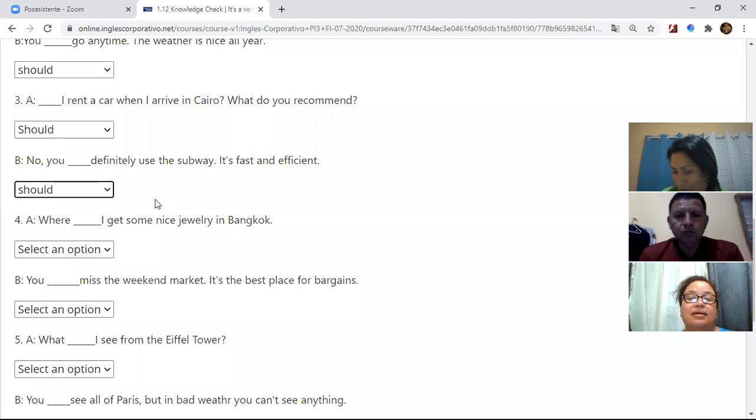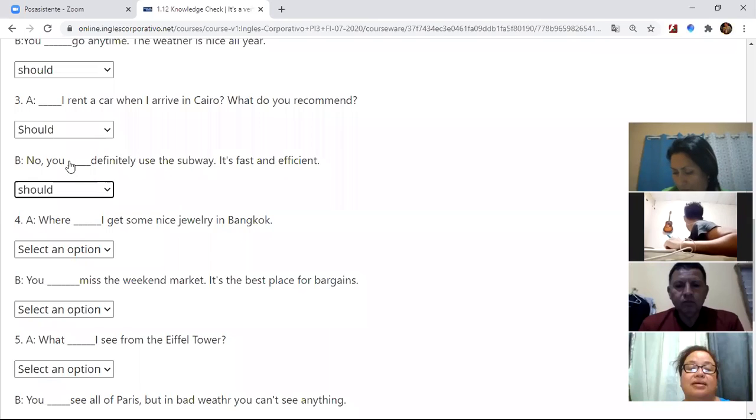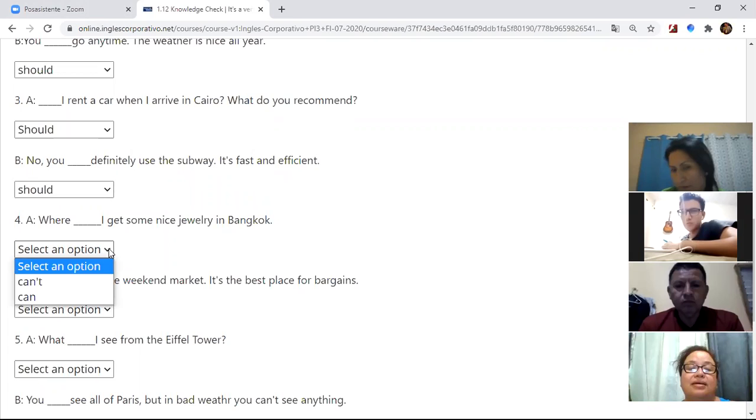Yes, because we have a comma, right? You should definitely use the subway, right? It's fast and efficient. Thank you very much for rescuing us, for rescatarnos ahí. Okay, thank you. Very good.